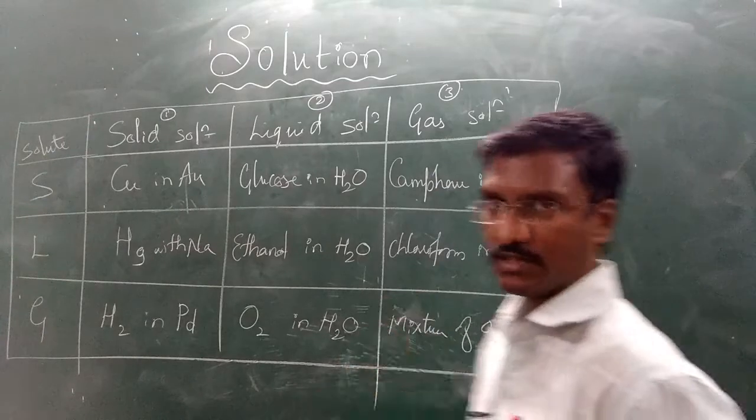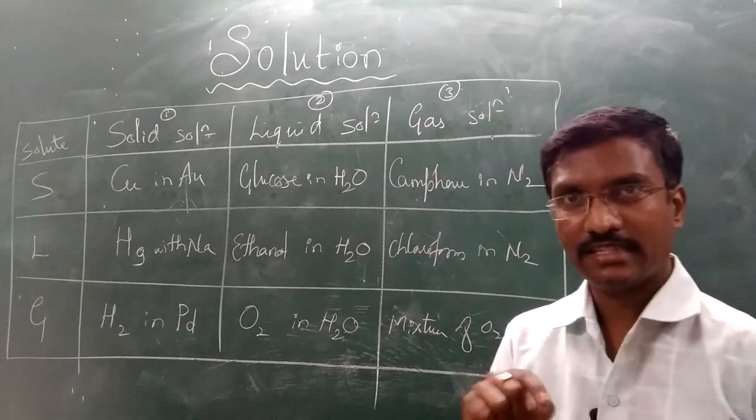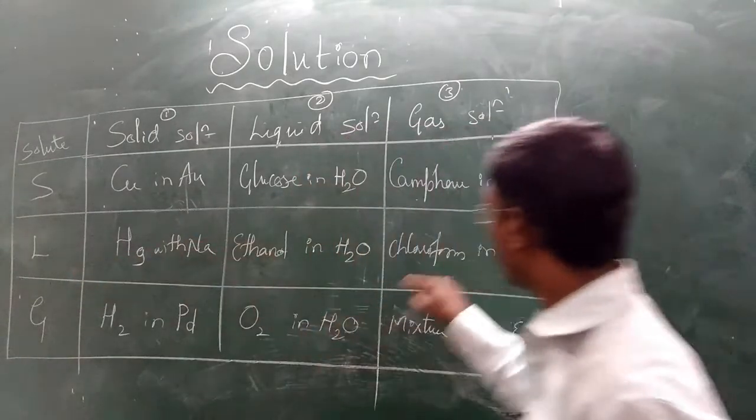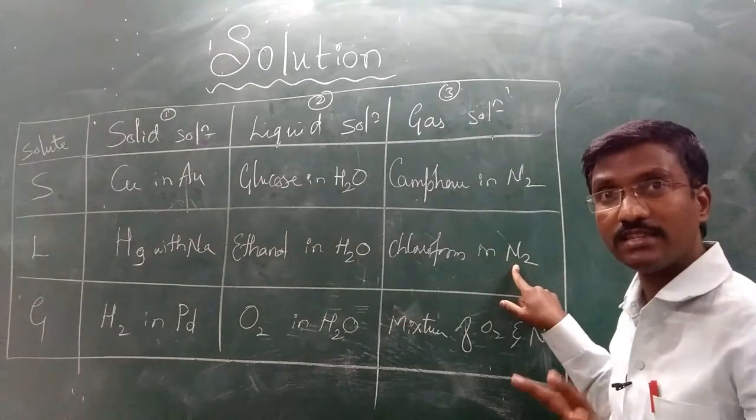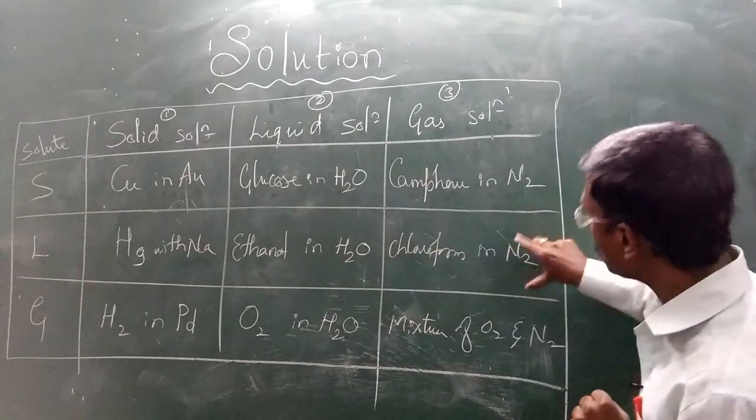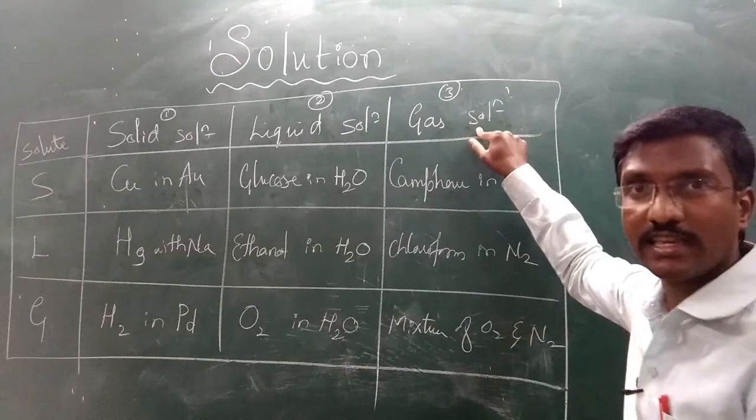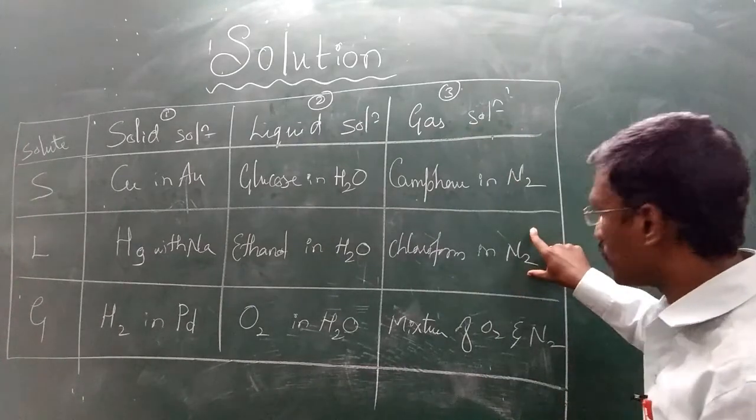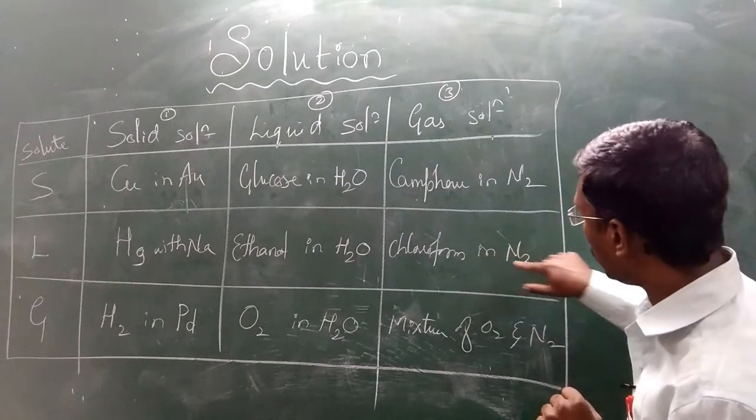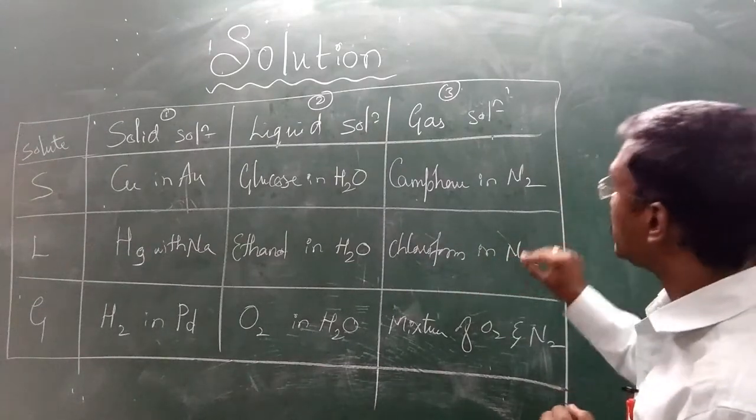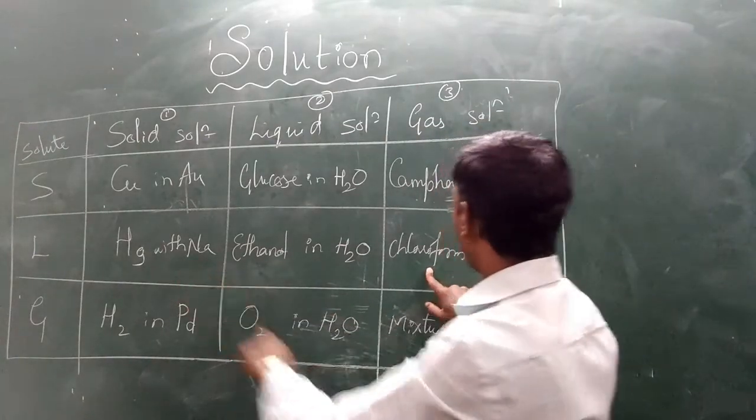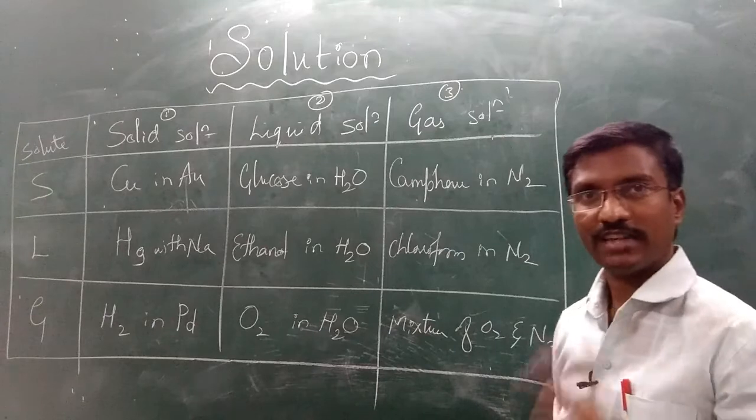Chloroform is a liquid. CHCl3 is called chloroform. Chloroform being a liquid, it is dissolved in a gaseous compound. The gaseous one dissolves the liquid compound. Therefore, the solution appears in the gaseous form, but gaseous nitrogen dissolves the chloroform. Such a solution, chloroform in nitrogen, is an example for the gaseous solution which contains the liquid solute and gaseous solvent. Are you getting this point?